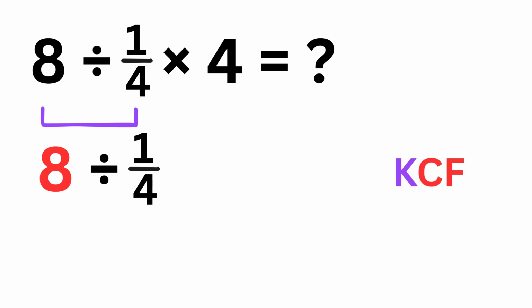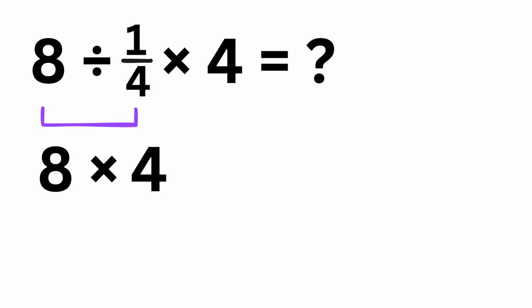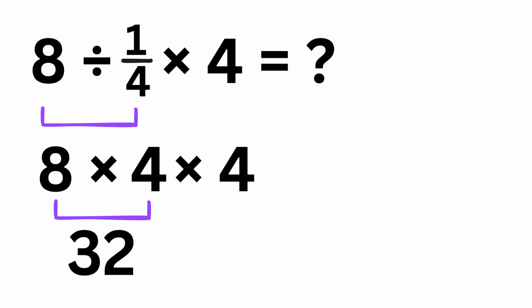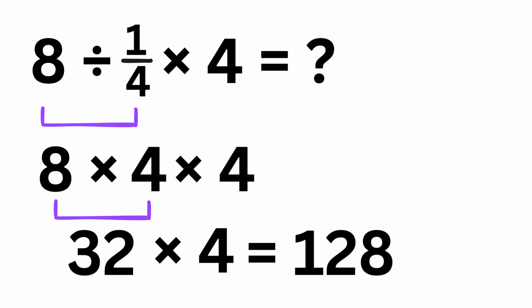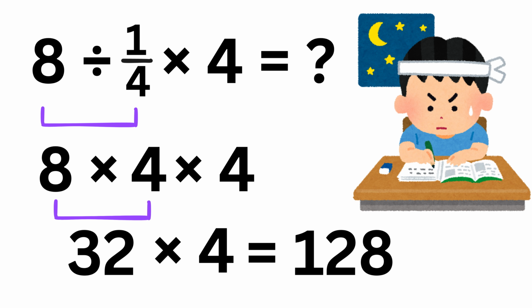We keep the first fraction, change division to multiplication, and flip the second fraction. So now we have 8 times 4 times 4. First, 8 times 4 gives us 32, and then 32 times 4 gives us 128. And this is our final answer to this problem. The correct answer is 128.